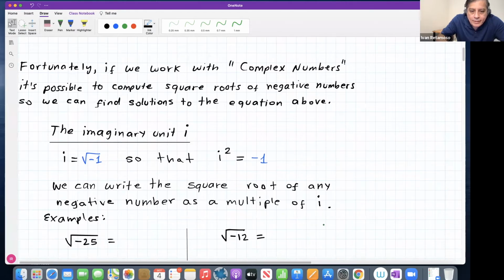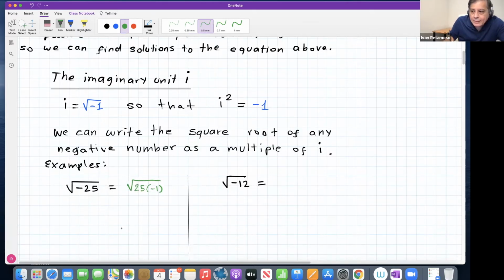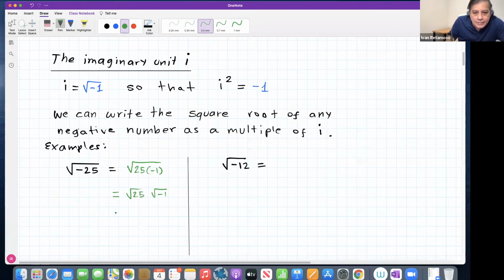How? This way. Suppose you encounter, when you solve, let's say, quadratic equations, this number, square root of -25. Well, that can be seen as the square root of 25 multiplied by -1. Once you distribute your square roots, the square root of 25 is just 5. And this guy, the square root of -1, we said we're going to call i, so 5i. Follow, guys? So square root of a negative number, multiples of i.